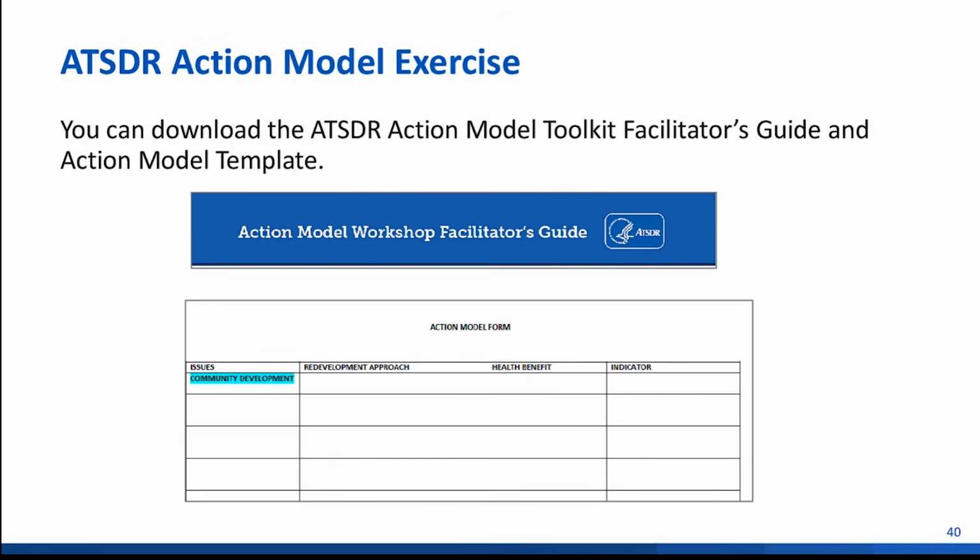This is a quick snapshot of the Facilitator's Guide and ATSDR's action model. You can download these from ATSDR's Action Model Toolkit. Let's take a look at the blank action model template. Soon, we will take a few minutes to fill in at least 1 or 2 rows of the action model. You can use the Facilitator's Guide for assistance.